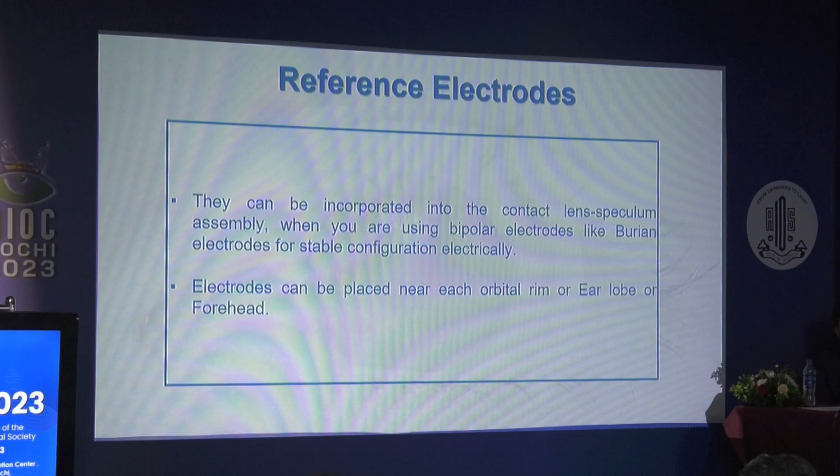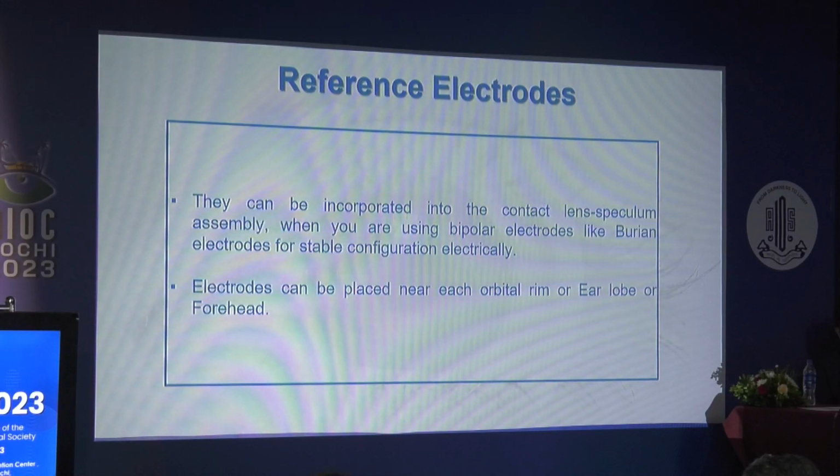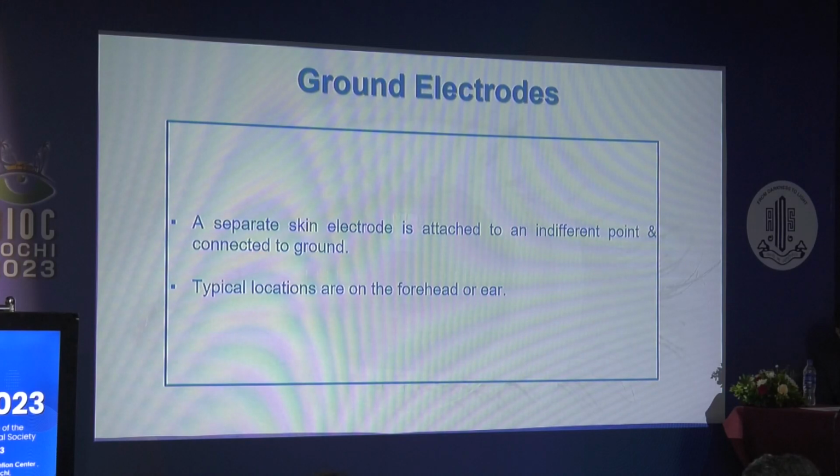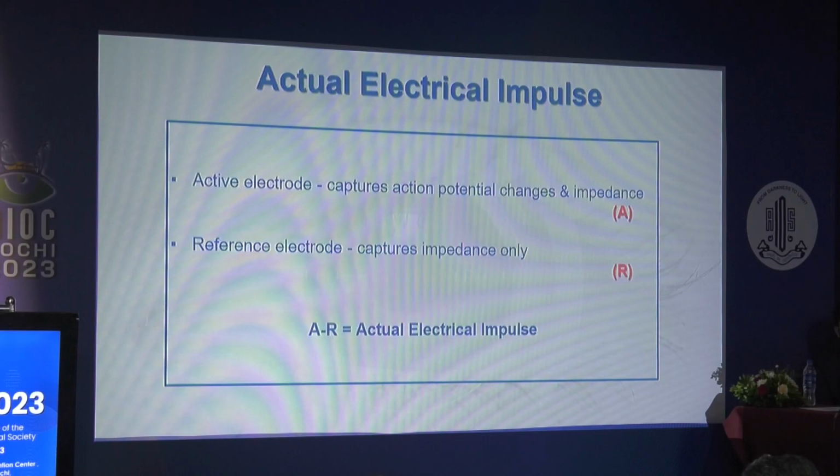The reference electrodes are usually incorporated into the contact lens speculum assembly when you are using a bipolar electrode like the Burian electrode, for stable configuration electrically. The reference electrode can be placed near the orbital rim or the earlobe or the forehead. Then the third variety is the ground electrode, which is a separate skin electrode attached to an indifferent point and connected to the ground. Typical locations for this ground electrode are the forehead or ear.